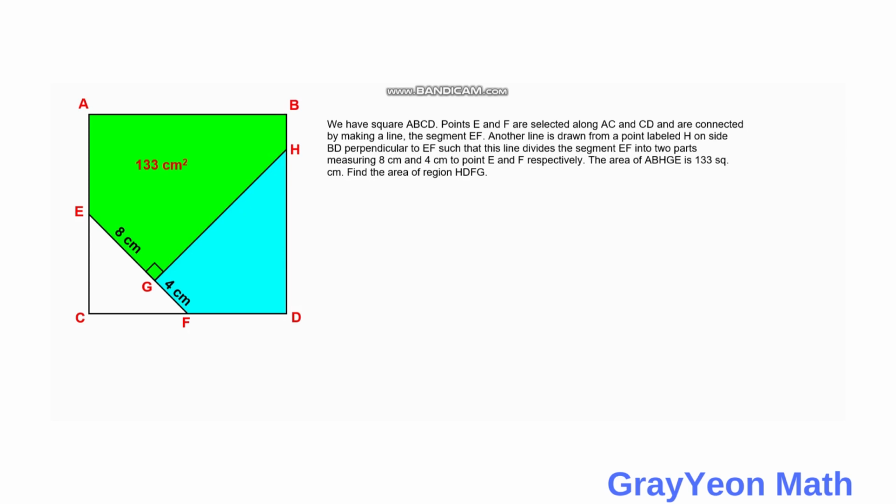We have square ABCD. Points E and F are selected along CA and CD and are connected by making a line, the segment EF. Another line is drawn from a point labeled H on side BD perpendicular to EF such that this line divides the segment EF into two parts measuring 8 centimeters and 4 centimeters to point E and F respectively. The area of ABHGE is 133 square centimeters. Find the area of the region HDFG.